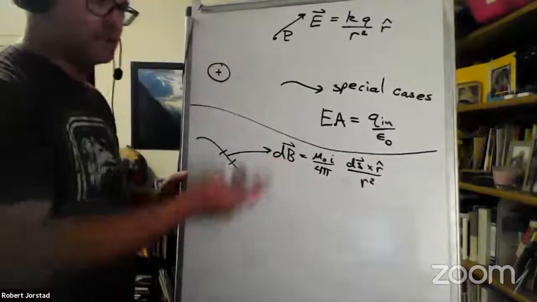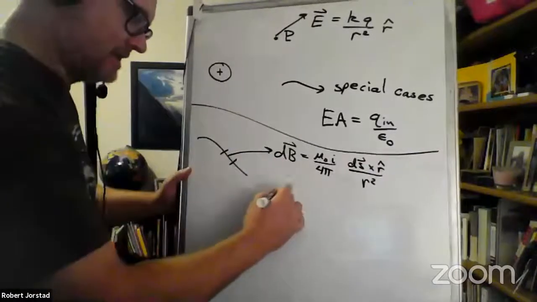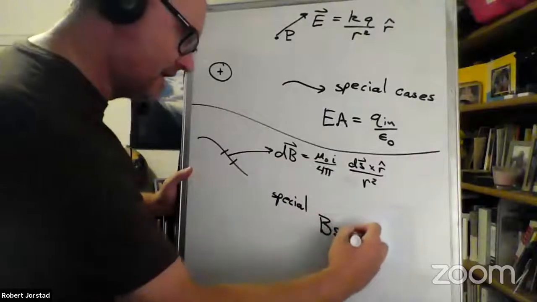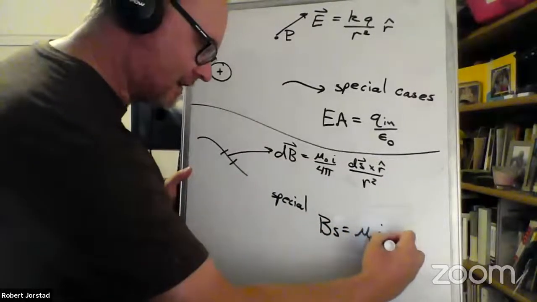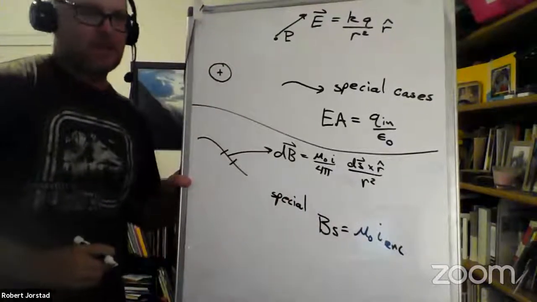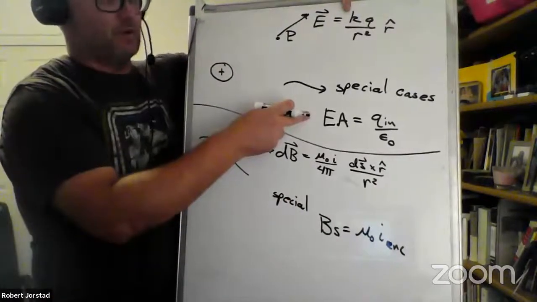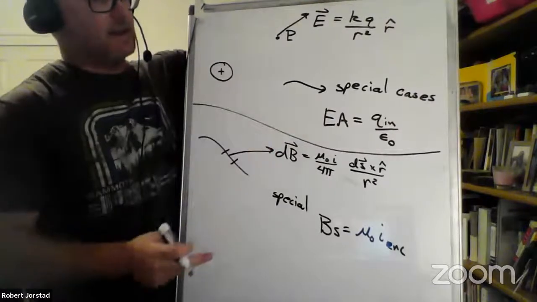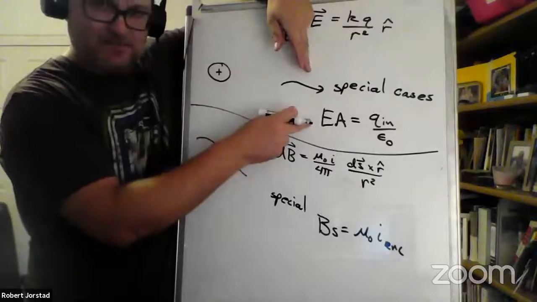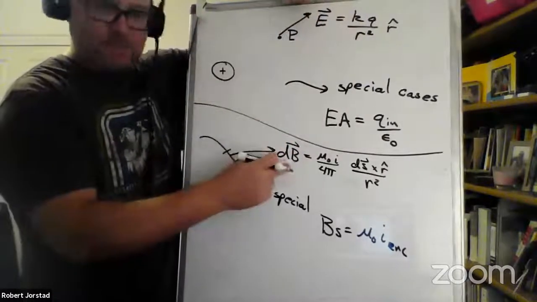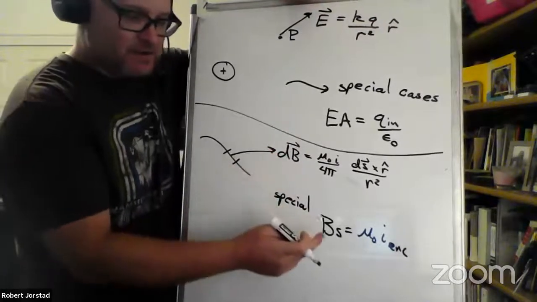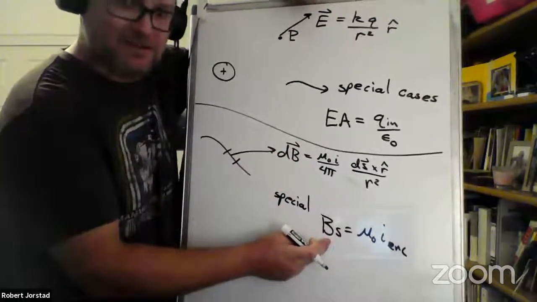Well, there's an equivalent to this Gauss's law. Special cases, B times s equals mu naught I enclosed. This was Gauss's law. This was Coulomb's law. So we said that Coulomb's law, in certain special cases, it was easier to use Gauss's law. Well, this is the Biot-Savart law. In certain special cases, it's easier to use Ampere's law. This is Ampere's law.